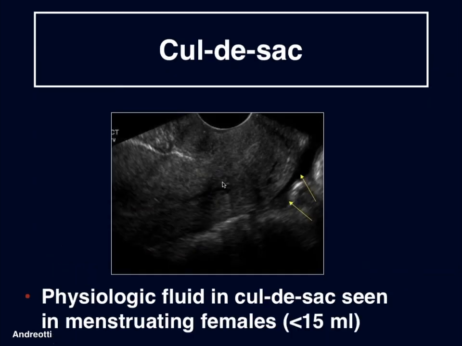Also, another thing we may look for in the normal patient is if there is anything in the cul-de-sac. And what we do see in these patients often is a very small amount of fluid. Normal physiologic fluid is usually considered fluid which is no more than about 15 mLs. It would not be a normal amount of fluid if it traverses higher than the fundus of the uterus, which would be up here.